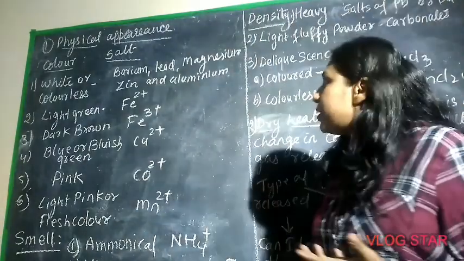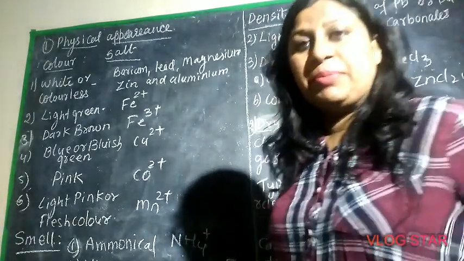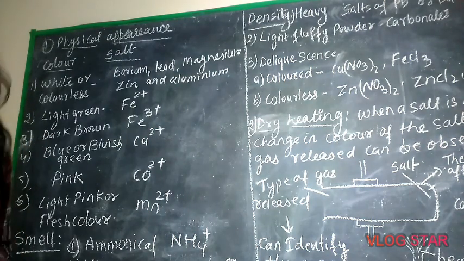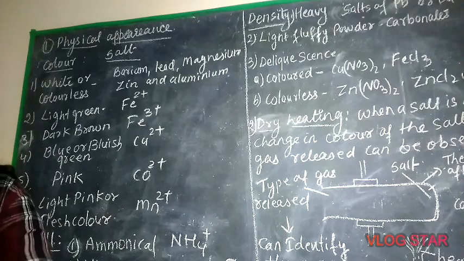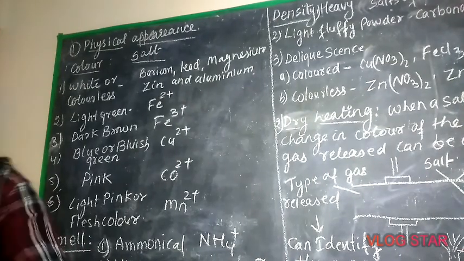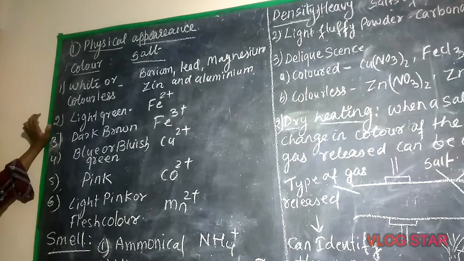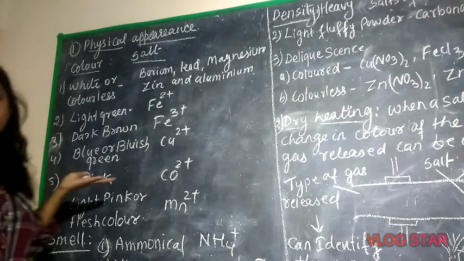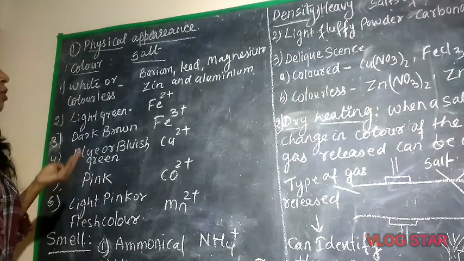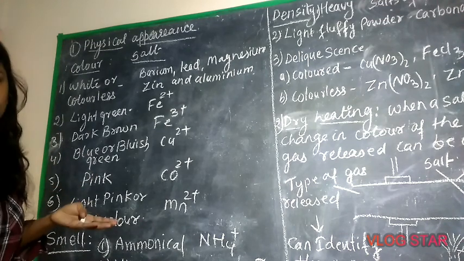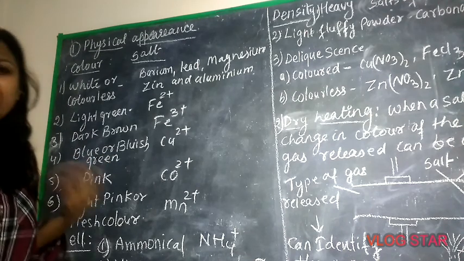The first preliminary test is physical appearance. If you see the color of the salt, you can get a clue what it can be. If the color is white or the salt is colorless, it can be barium, lead, magnesium, zinc or aluminum.